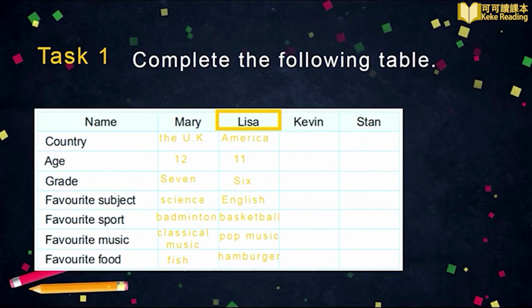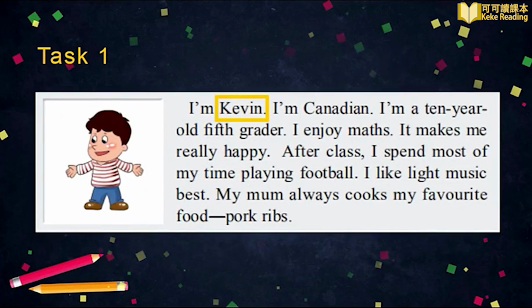Good. This time, we will get to know Kevin. Let's read together first. I'm Kevin. I'm Canadian. I'm a 10-year-old 5th grader. I enjoy math. It makes me really happy. After class, I spend most of my time playing football. I like light music best. My mom always cooks my favorite food, pork ribs.